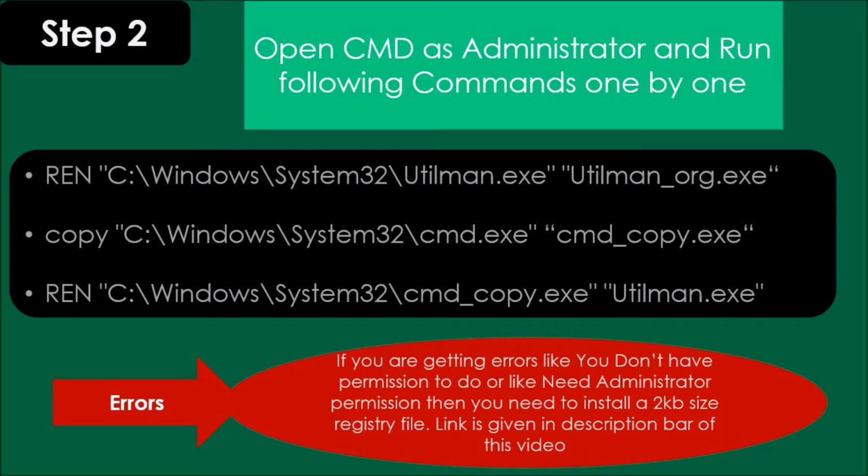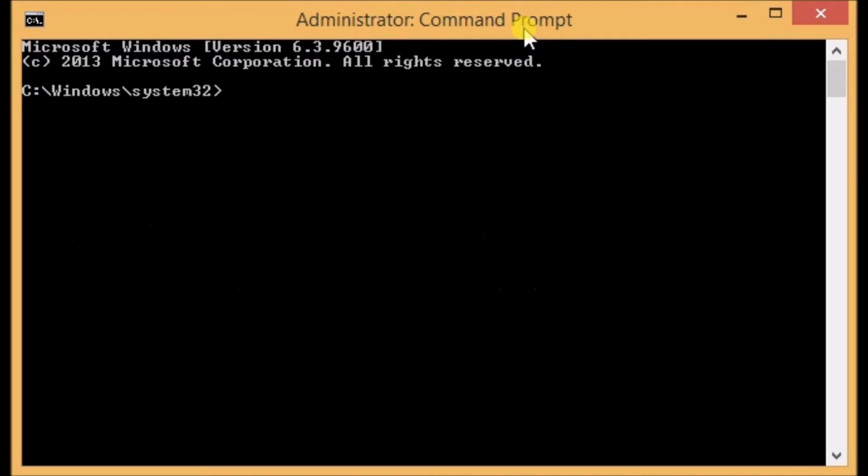Step 2 is for all guys, the guys who want to test their skills and gain some knowledge can also check these steps. Just open command prompt with administrator privileges and run the following commands one by one. Let me show you how to do it. And one most important thing: if you are getting errors like you don't have permission, or you need administrative permissions while typing these commands, then you need to install a 2KB registry file, and the link for the registry file is given in the description of this video. So I hope you have opened command prompt as administrator. Now just type these commands.